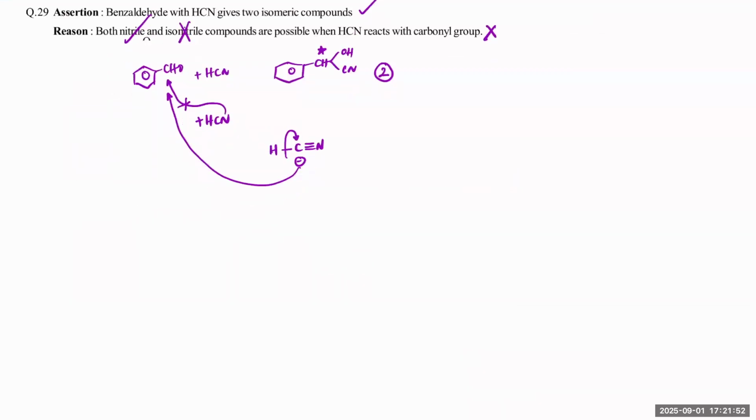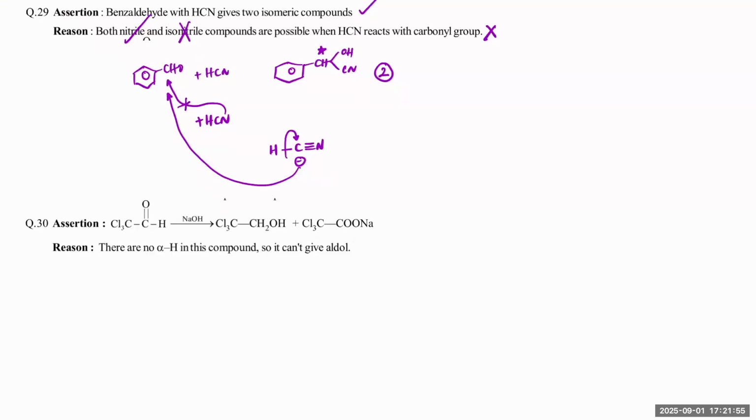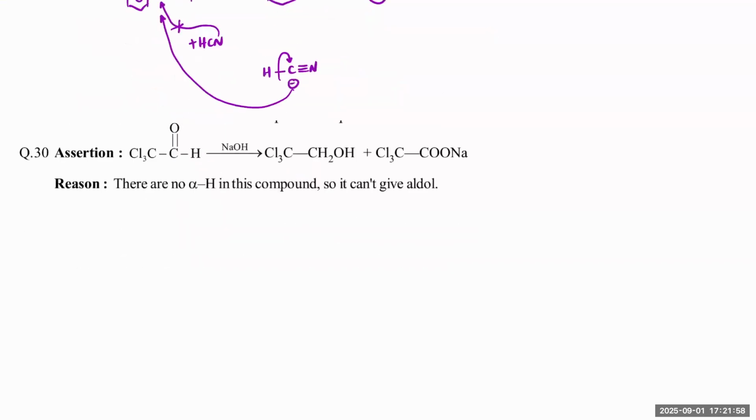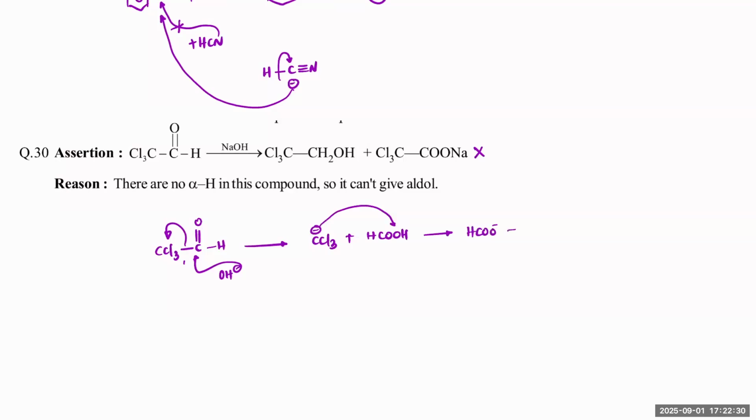See this 30th question. With NaOH, you are expecting a Cannizzaro reaction. Is it possible? No. Reason being, this is called chloral. In the presence of chloral, when OH minus gets attached here, then instead of H minus going away, CCl3 minus will go away because this is a good leaving group. So this will go away and becomes HCOOH, wherein this minus will take H plus becomes HCO minus plus CHCl3.